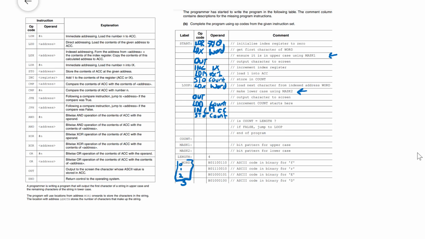We then want to do a comparison. So is count equal to length? So we need to use compare, and we want to check to see if it's equal to length. So we're going to do length, but I'll take whatever's in the accumulator and compare it to the length. Now, if false, so if you look at our if statements, we're jumping, we need to use JPN. We need to then jump back to the start of the loop. We then have our end.